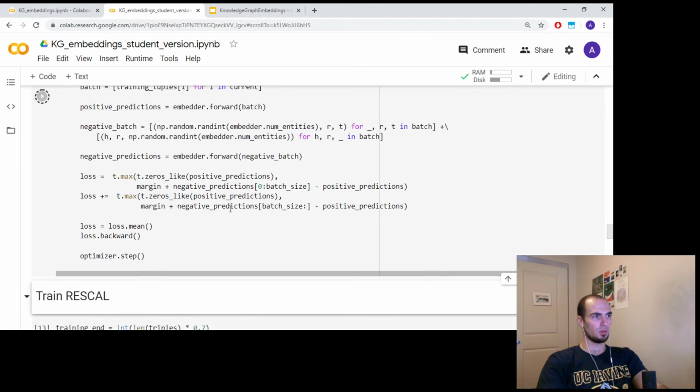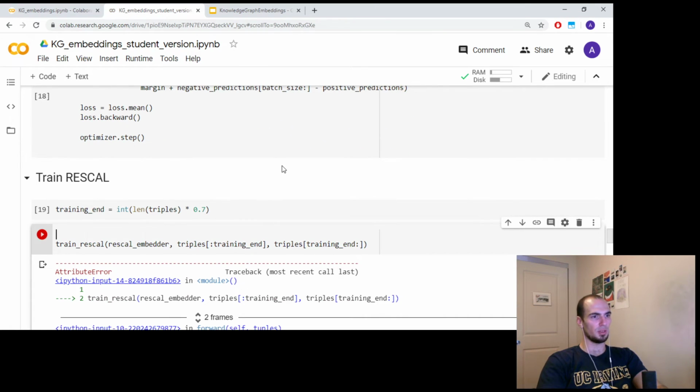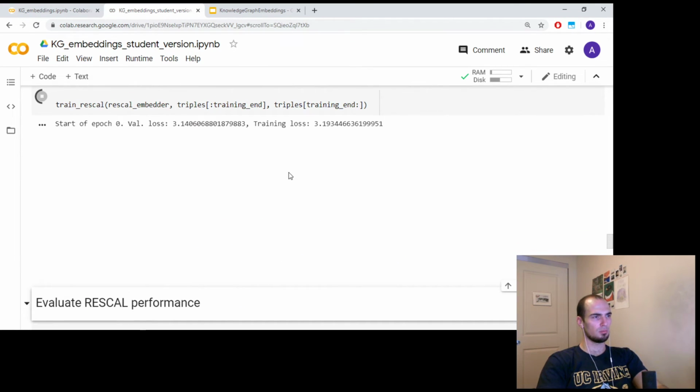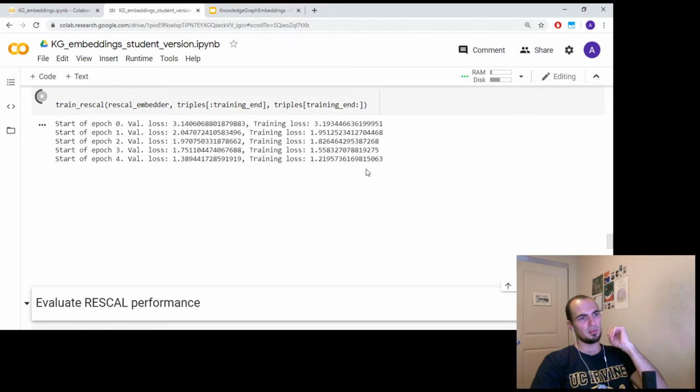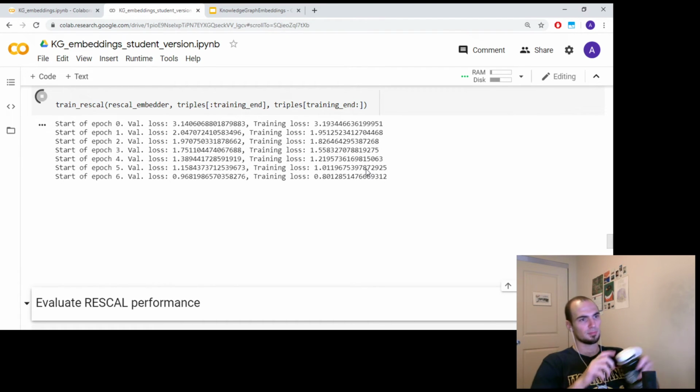Now when all of those functions are defined, we can try to train our model, and it indeed works. We're seeing that the loss goes down. We're feeling very happy about it.